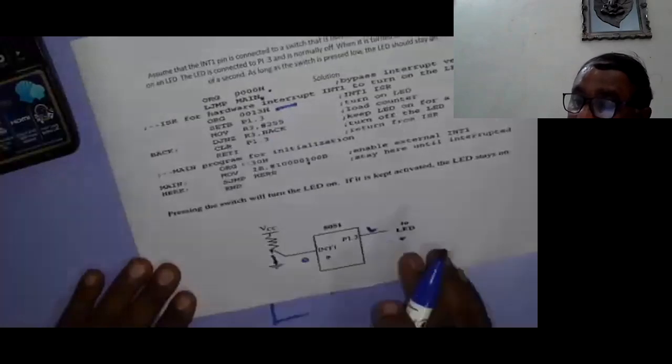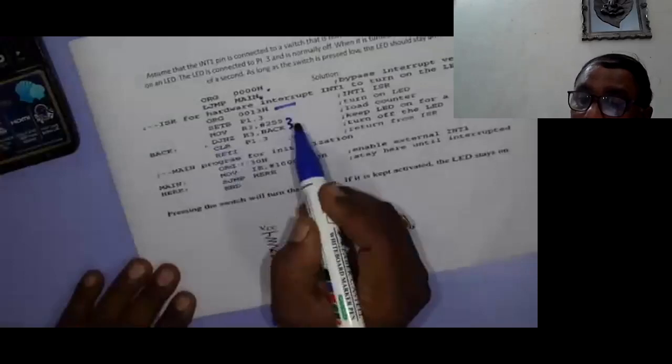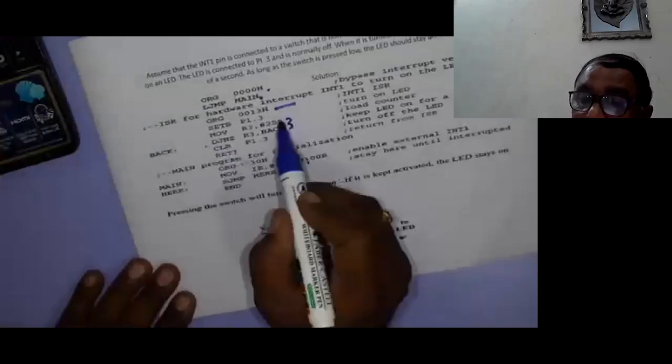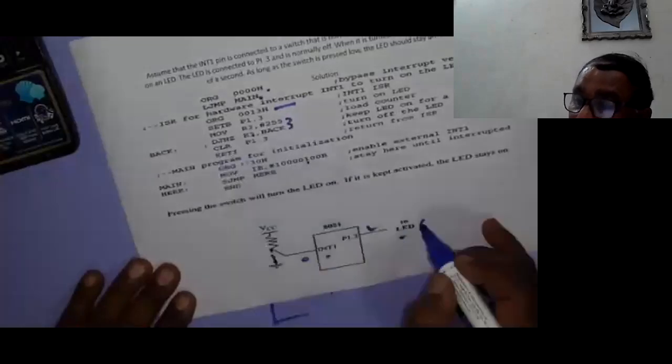Now what happens when it jumps to 0013? SETB P1.3. That means it will make the LED on. Then MOV R3, #255, DJNZ R3, which means it will remain on for some time period. These two instructions give some time delay. And then CLR P1.3. Again the LED is off.